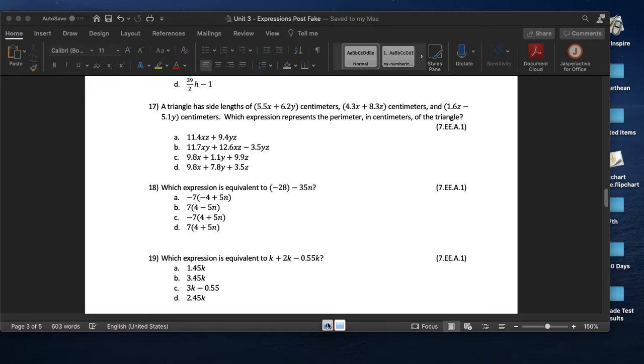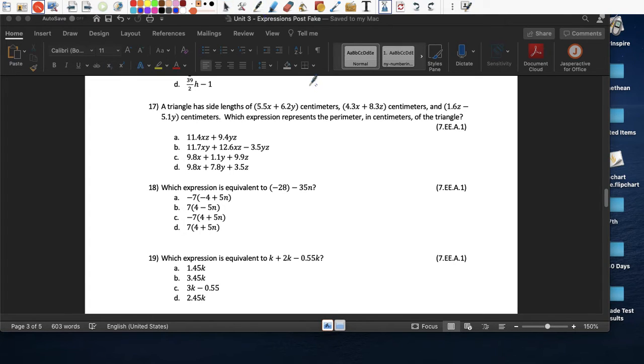17. The triangle again has 3 sides. 4.3x plus 8.3z. This one is 5.5x plus 6.2y. This one is 1.6z plus 5 minus 5.1y. They want the perimeter. Perimeter means add all those sides, so let's add them.